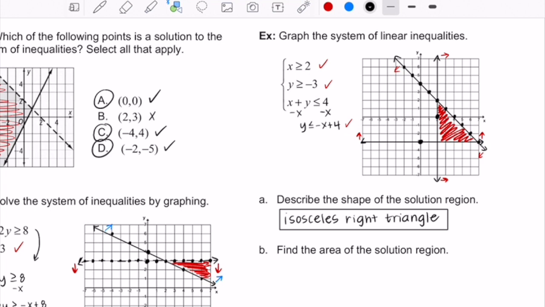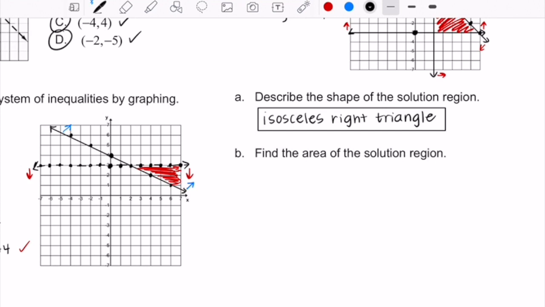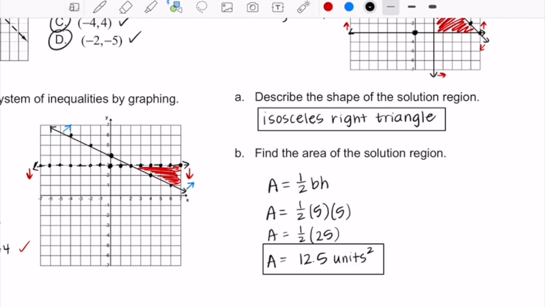And then the last question asks you to find the area of the solution region. So since it's bound on all sides, we can find its area. Remember that the area formula to find the area of a triangle is: area equals 1/2 base times height. And then in a right triangle, the base and the height are the legs. So the base is 5 units long when you count it on the picture, and the height is 5 units long when you count it on the picture. And half of 25 gives you 12 and a half. And so the area of the solution region on this graph would be 12 and a half square units.